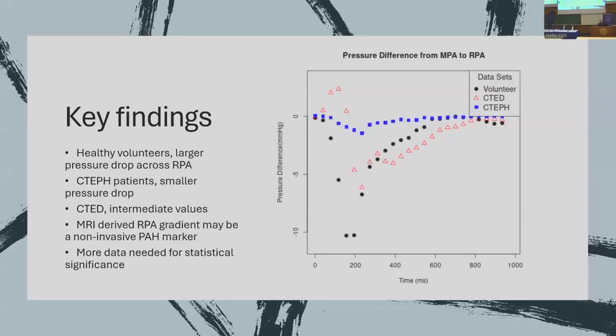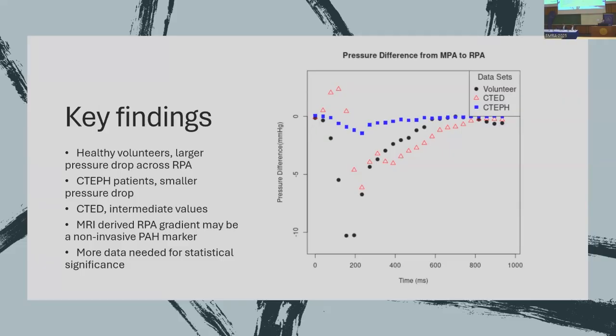So these are the key findings that we found here. And the graph here on the y-axis is the pressure difference between the start of the MPA to the end of the RPA. The black dots here represent the average volunteer pressure difference, and we can see there's a large drop at the beginning of the cycle there.